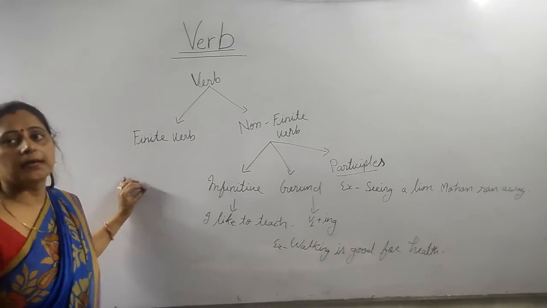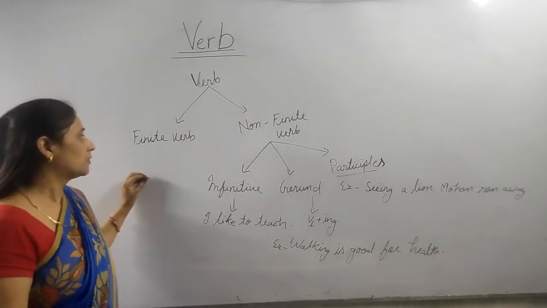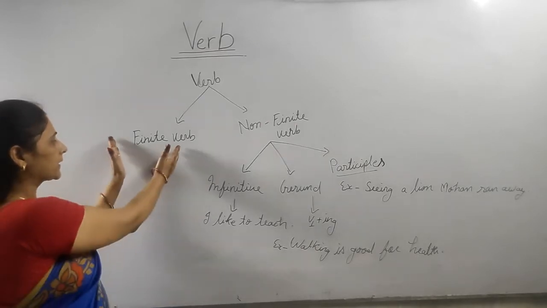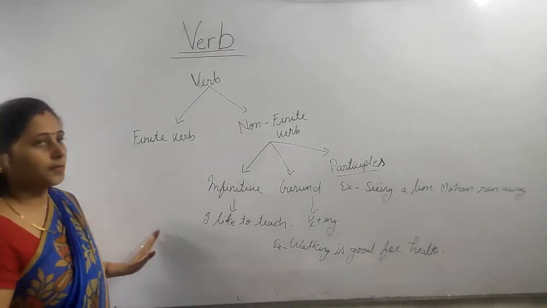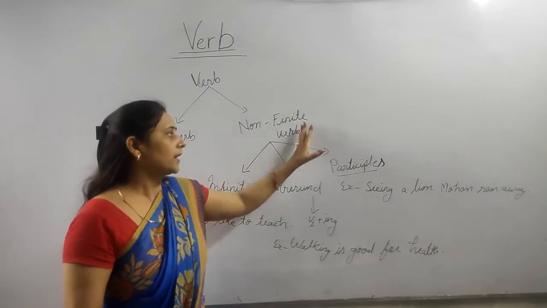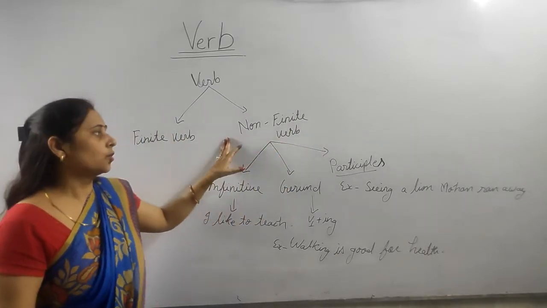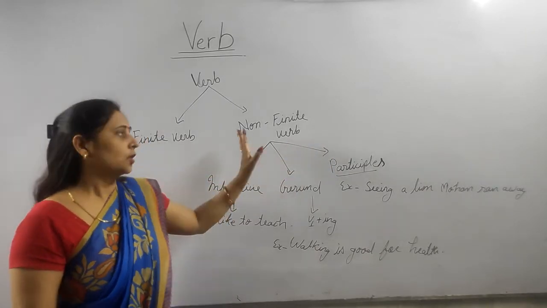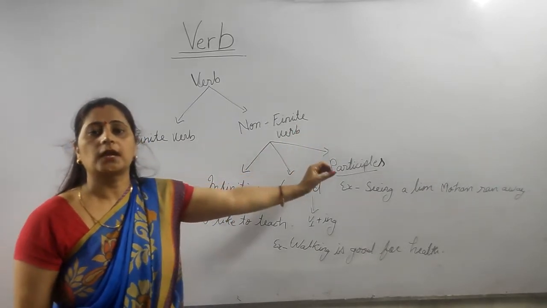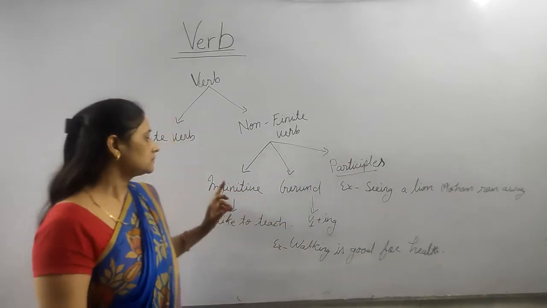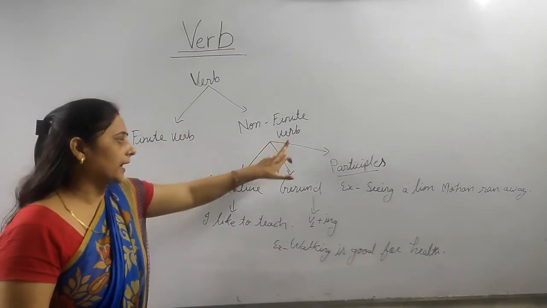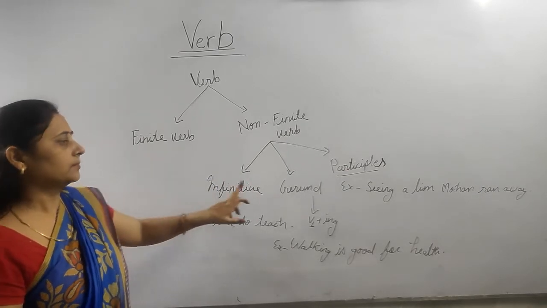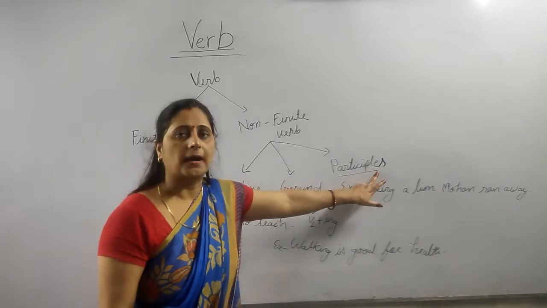Finite verb has a tense, means we will use all the verbs of the tenses while making a sentence of finite verb. But in non-finite verb, we don't need to use the tense. You can say non-finite verb is free from tenses. We can divide non-finite verb into three kinds: infinitive, gerund and participles.